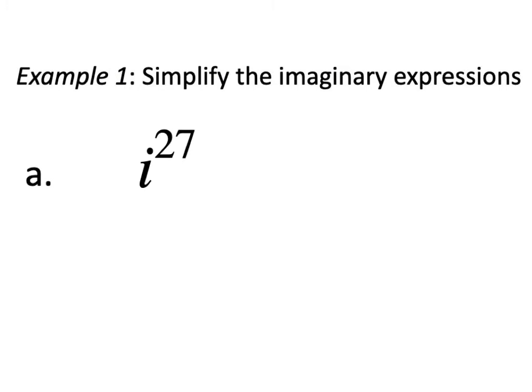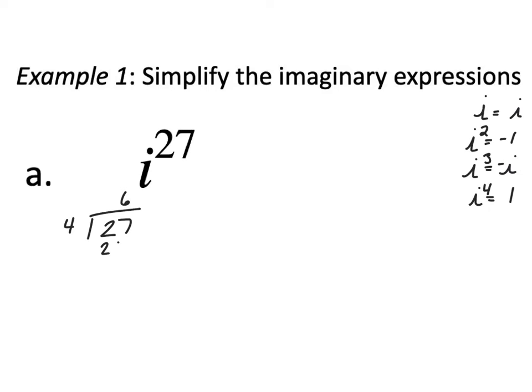Let's illustrate what I'm talking about with an example. So what I do is I take my exponent of 27 and I see how many times 4 goes in there. It goes in evenly 6 times, and I would have 3 left over. So since the remainder is 3, from my pattern, I know that this has to be -i.